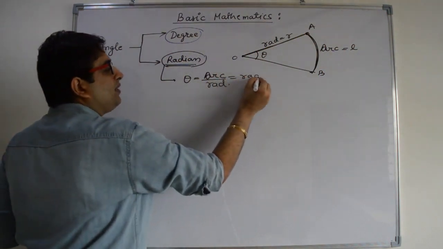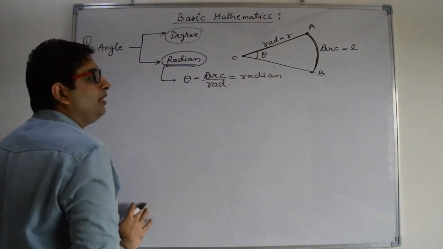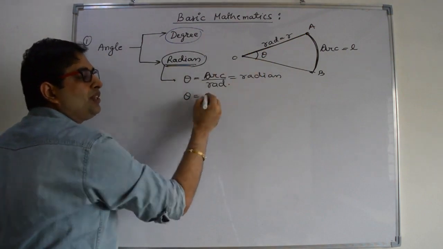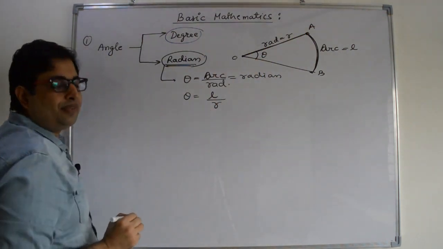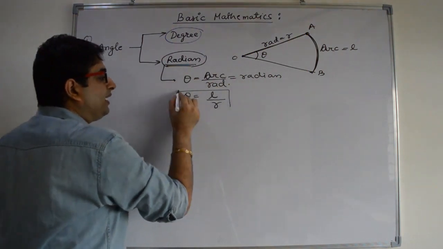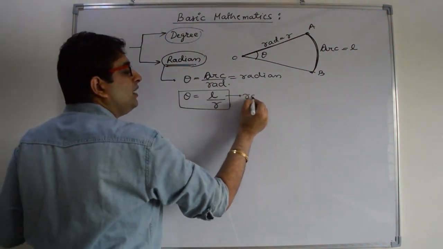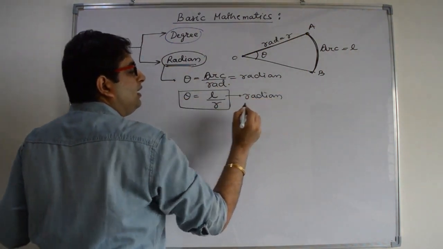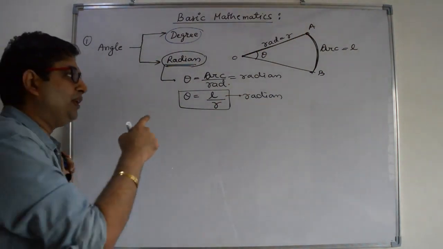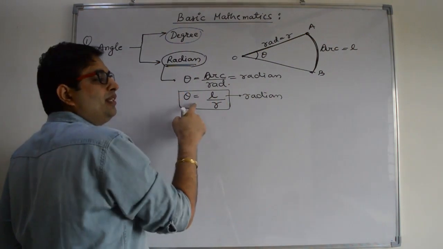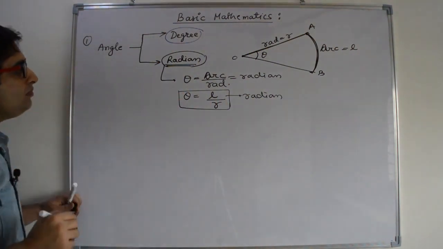This angle is in radian. What is the length of the arc? Length of the arc is L and radius is R. So theta in radian is equal to arc upon radius. You have to remember this and we will use this point in many questions.